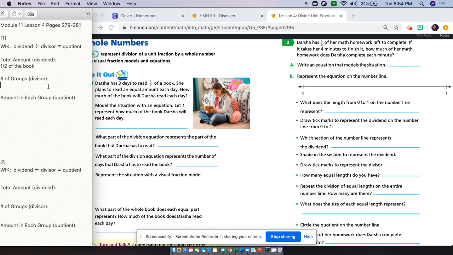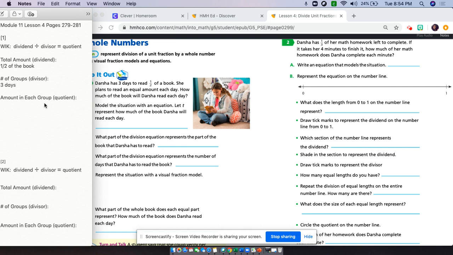That means that my divisor is a number of groups. We want to figure out how much she reads from the book each day. So my divisor here is really, I'm going to take that half of the book and split it up among 3 days of reading. So that means my divisor is 3 days.